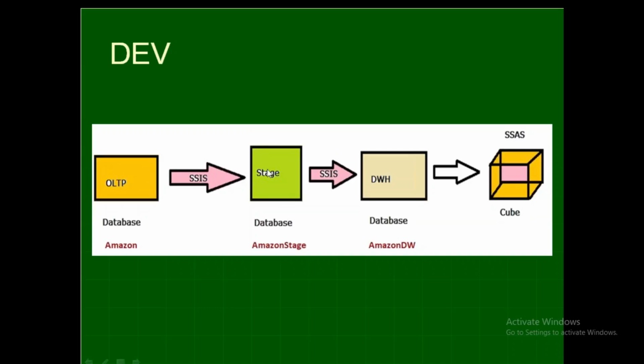Clear? Once you dump the data to the stage database, from there you can do a lot of transformation. Transformation means whatever columns you want to have, you can have; whatever data you want to convert, you can convert; whatever you want to change, you can change. Sometimes you will not be able to go to OLTP; the OLTP DBAs will push the data to the stage. Then from your system, you can go to the stage database and dump the data to the data warehouse.